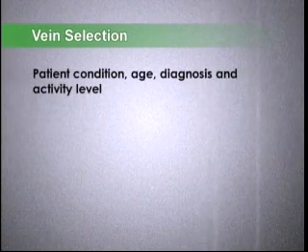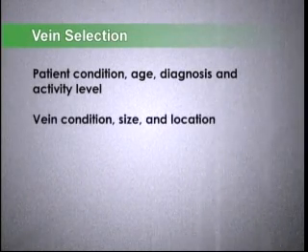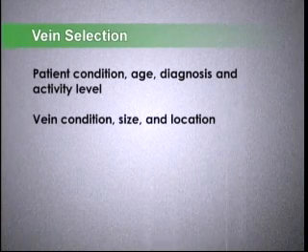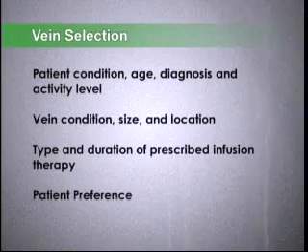Superficial veins are found beneath the layers of subcutaneous tissue. Although deep veins do accompany arteries, it's the superficial networks that are preferred sites for device insertion. Vein selection is based upon the following assessment criteria: patient condition, age, diagnosis, and activity level, vein condition, size, and location, type and duration of prescribed infusion therapy, and the patient's preference.